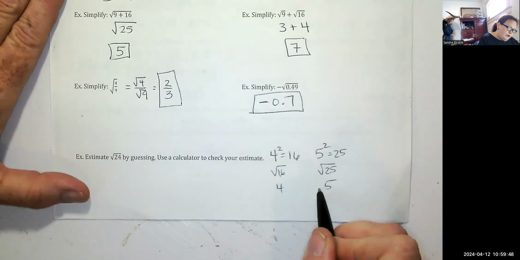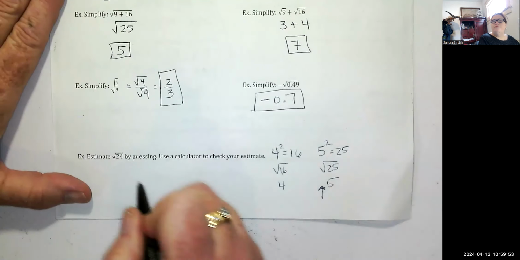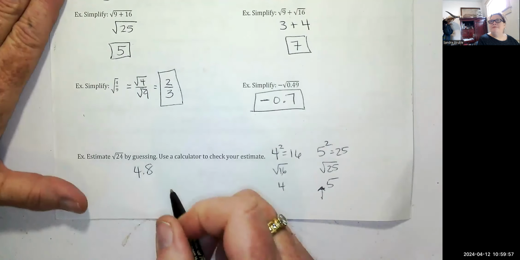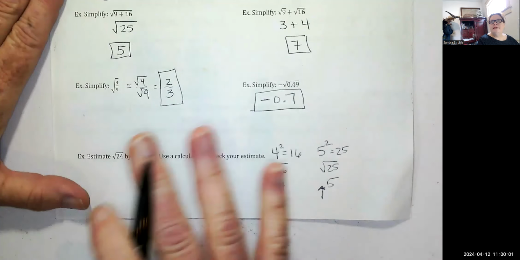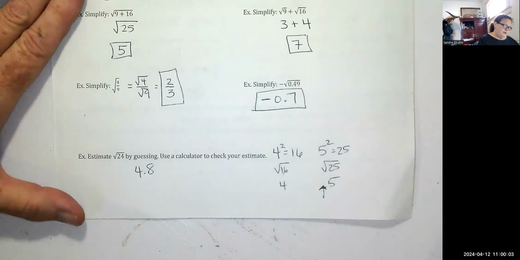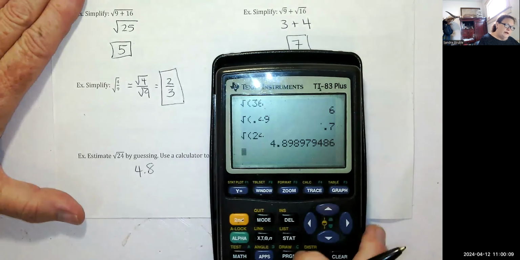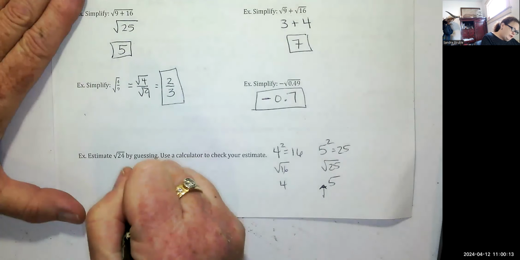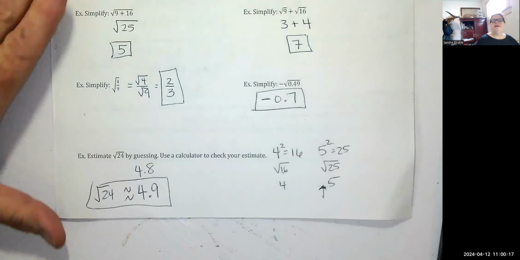It's going to be really close to 5, but not reaching 5. So like 4.8, 4.89, something like that, maybe. 4.8 or 4.9 is what I'm thinking. It's going to be right in there somewhere. So let's check. The square root of 24 equals 4.89. So basically 4.9. It's equivalent to, not exact.